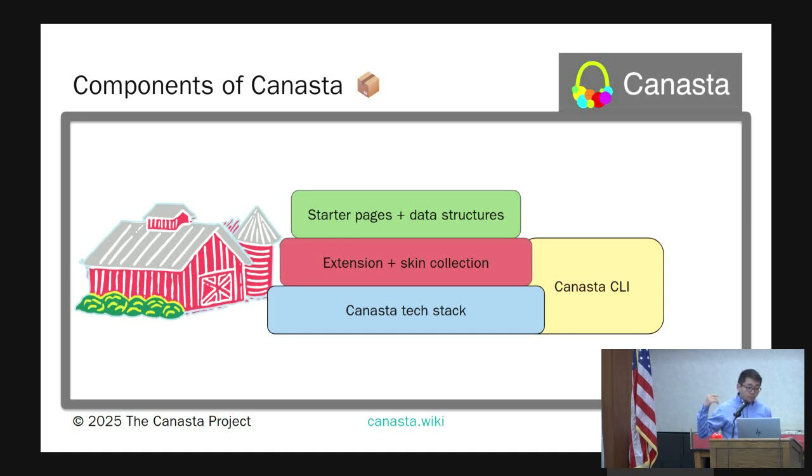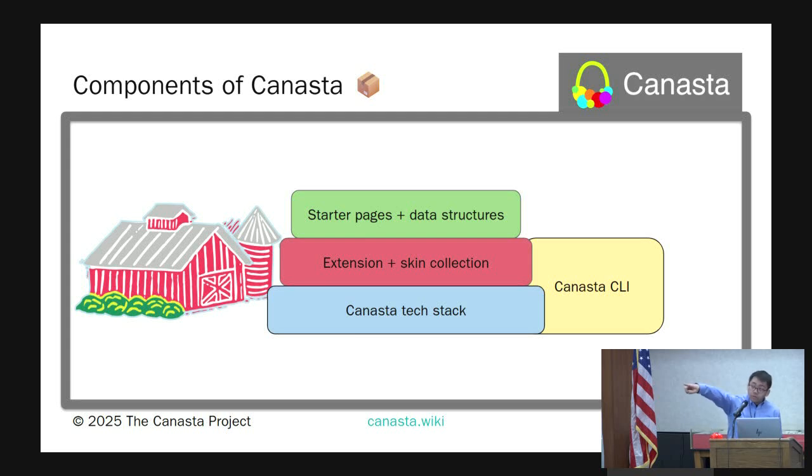On top of that is our extensive extension and skin collection. On top of that are the starter pages and data structures. And then we have a CLI available for easy maintenance of your stack. Canasta typically runs in Docker Compose. I'll explain more about Kubernetes at the end of the talk. But basically with the CLI, you don't have to do raw Docker Compose commands. You can just use the CLI and it'll spin things up.